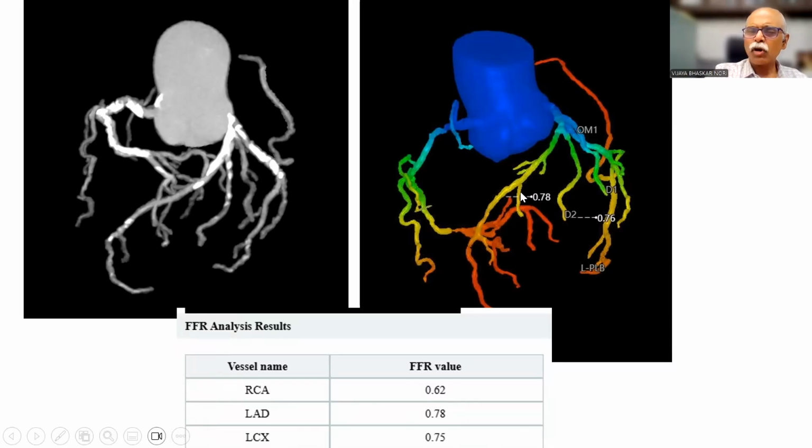That is borderline perfusion, borderline ischemia. Then RCA, it is 0.62. And in circumflex, it is 0.75. That means to say that in RCA, there is severe disease, definite ischemia. In LAD and LCX, there is borderline ischemia because 0.75 and 0.78.